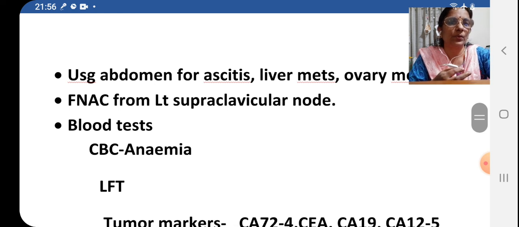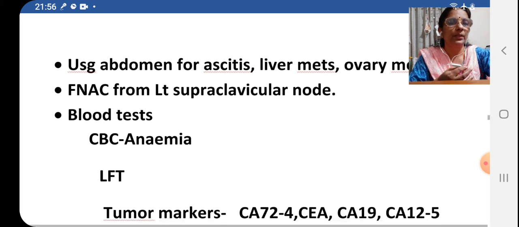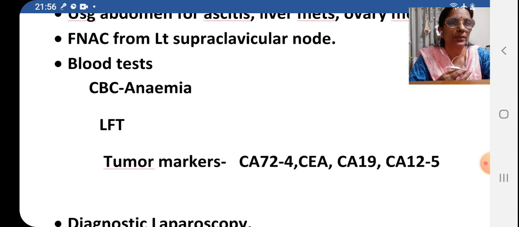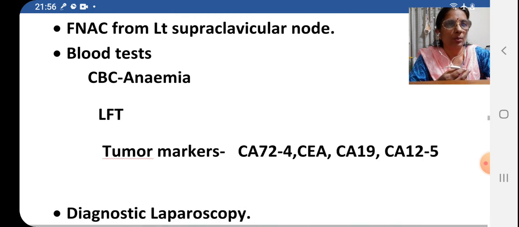The next investigation is USG of the abdomen to see whether the patient has any ascites, liver metastasis, ovarian metastasis like that. Then you can take an FNAC if the patient has come with a left supraclavicular lymph node enlargement. And of course, you can do some blood tests, CBC, because you can demonstrate that the patient has anemia. LFT: deranged LFT is a feature of liver metastasis. And tumor markers like CEA, CA19-9, CA72-4, CA12-5, all these are the tumor markers for carcinoma of the stomach.